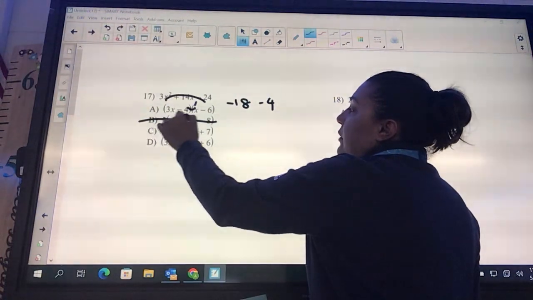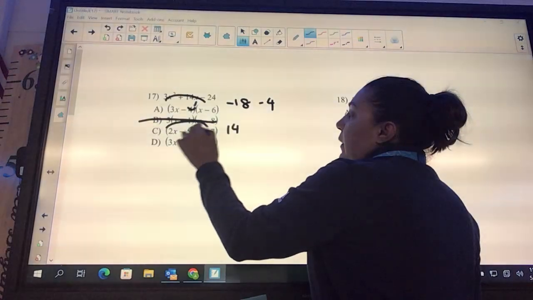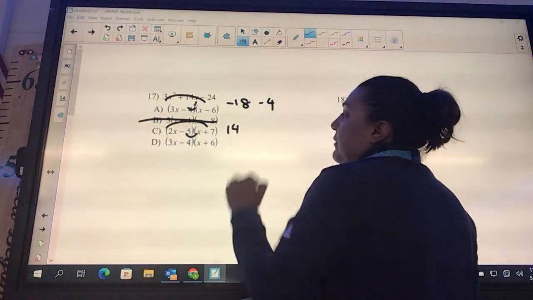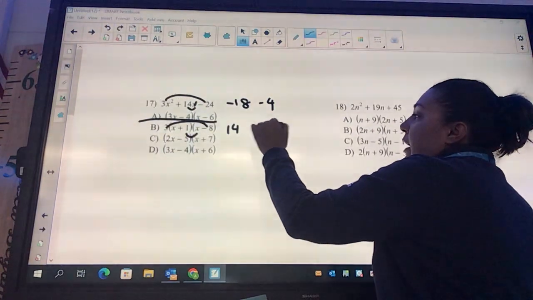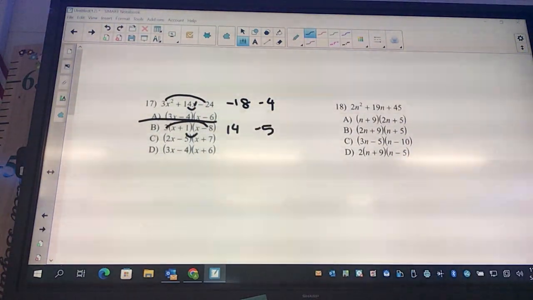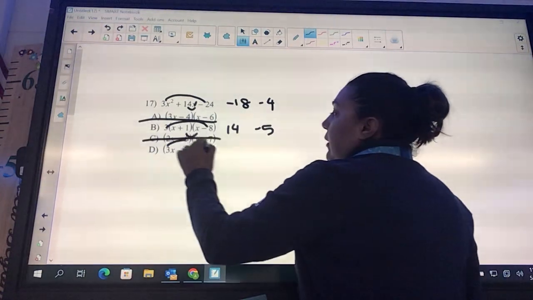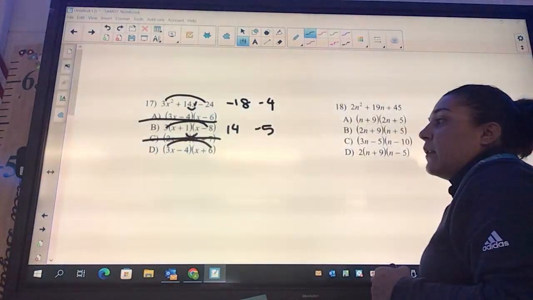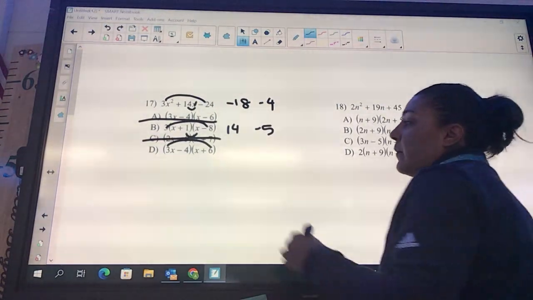Okay. Check the outer. 2 times 7. 14. Negative 5 times 1. Negative 5. Okay. Could that give me a positive 14? No. Okay. No, it doesn't. Check the outer. What are you gonna get?